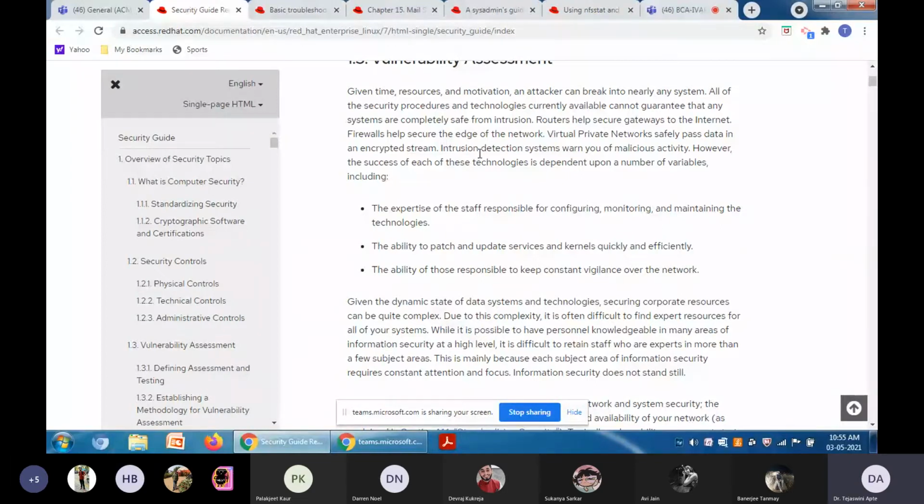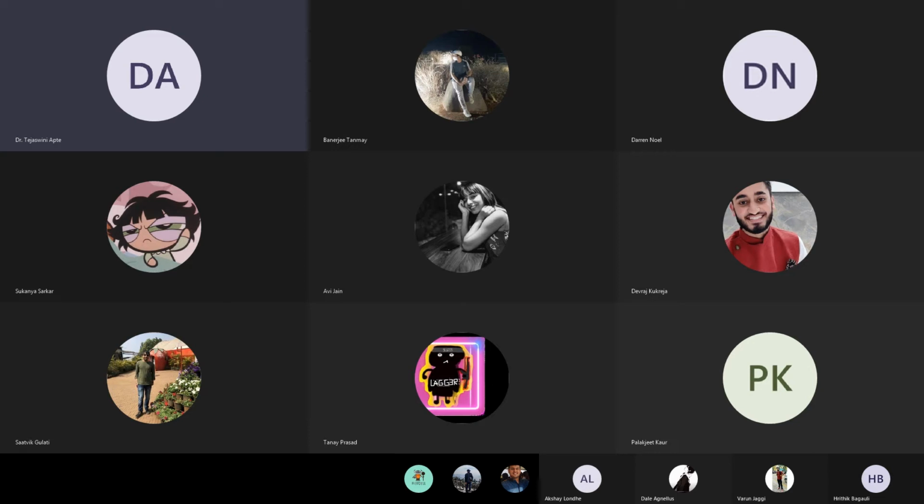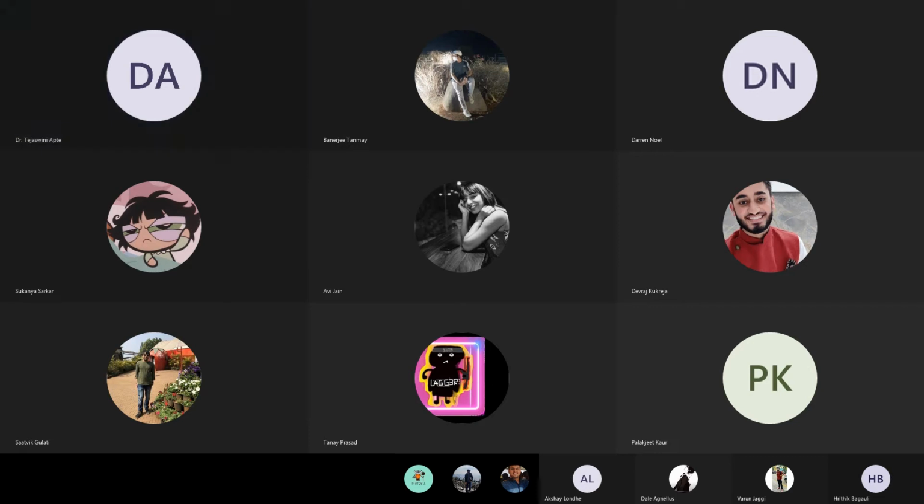Okay. Now, the success of each of these technologies depends on a number of variables. The first is the expertise of the staff responsible for configuring, monitoring, and maintaining the technology. That's why we say that system administrators and security professionals really need to work hand in hand. Let me show you the configuration file to take care of this example. Just hold on.